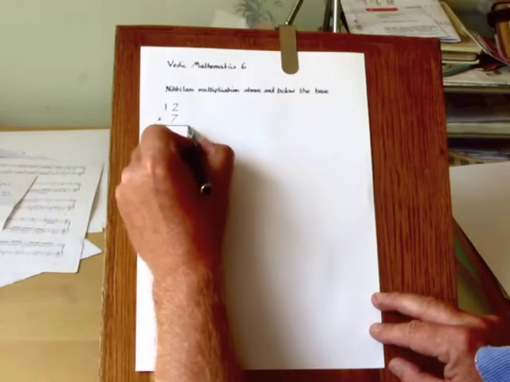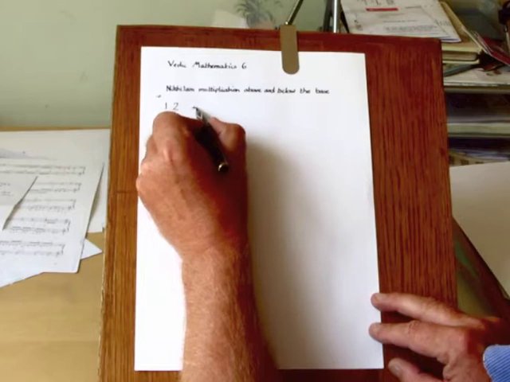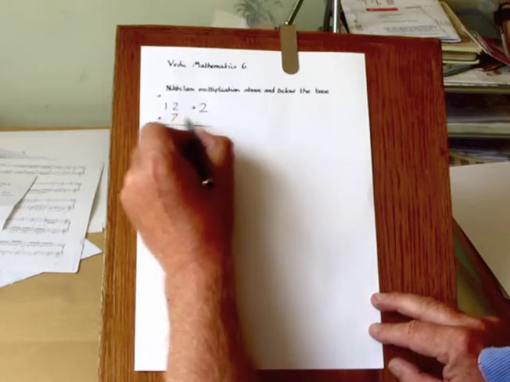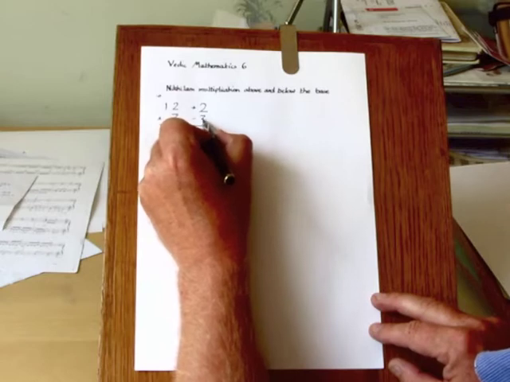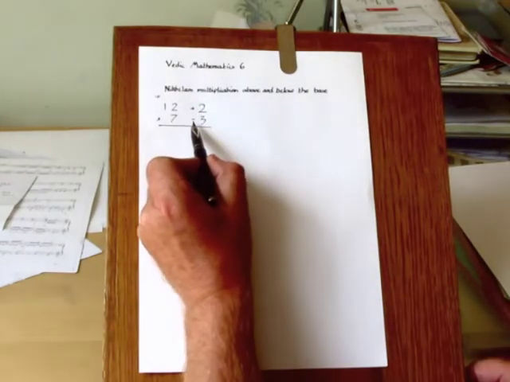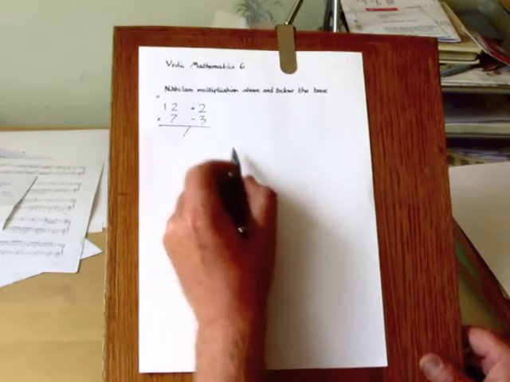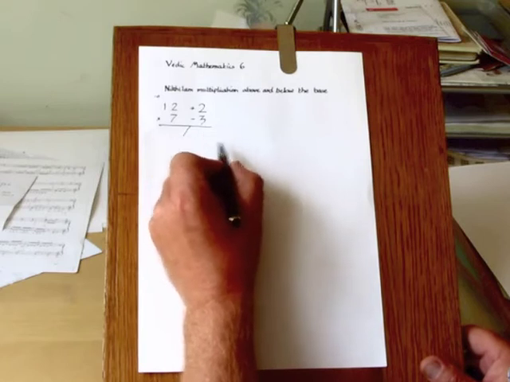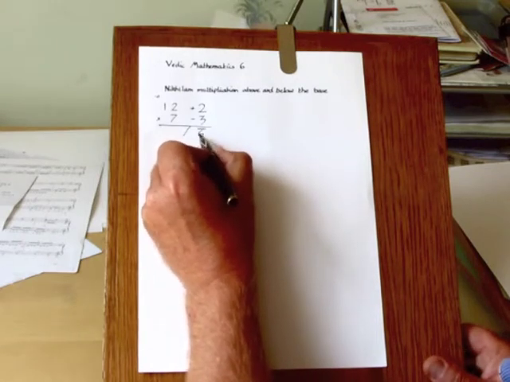Here we're going to relate both the numbers to 10, and 12 has an excess of 2, so we put plus 2. And 7 has a deficiency of 3, so we put minus 3. And now you'll see the reason for the plus signs and the minus signs, because on the right we have to multiply plus 2 by minus 3, which gives minus 6. And we write this with the minus sign on top.